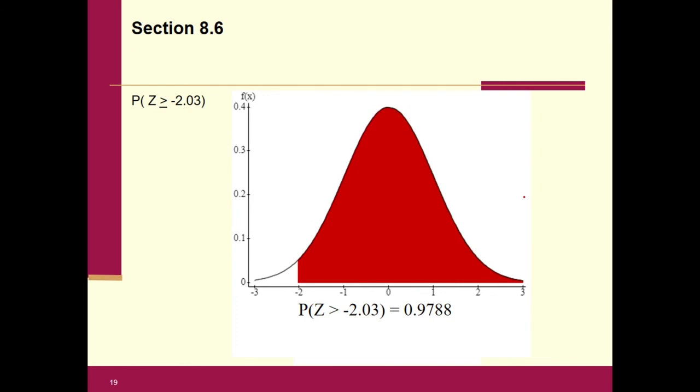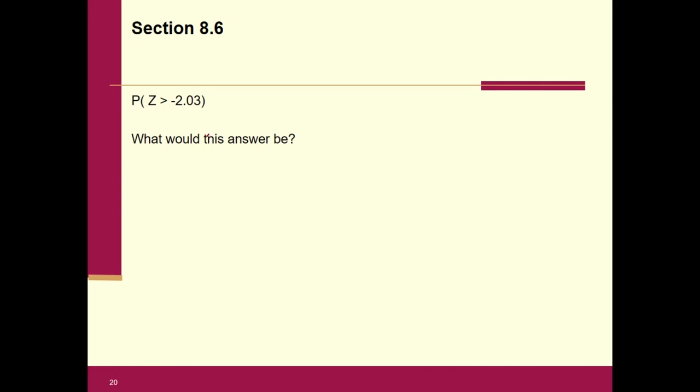Could you use symmetry here? Yep. Instead of looking up the negative, you would look up the positive. And so you're going to look up the exact opposite when it's greater than. Symmetry or 1 minus, you decide which one is best for you. All right. Notice here that in this problem, I put the equal to sign. I put the equal to sign. So we got to discuss that really quick.